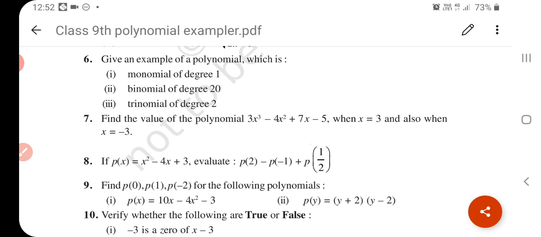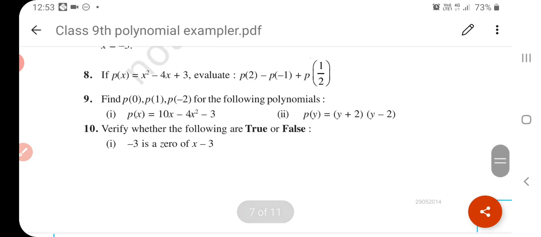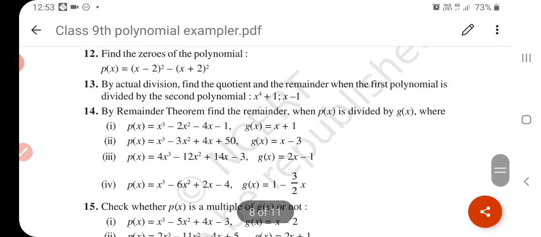Okay, find the value of the polynomial these when x is equal to 3 and also when x is equal to minus 3. So what you can do, you have to put the value of x in the polynomial and then find the value of this polynomial. Okay, understand? So this is the way to find the value of the polynomial. Question number 9 देखिए, p0, p1 and p minus 2 means you have to put the value of x is equal to 0, x is equal to 1 and x is equal to minus 2 in this polynomial. Understand? Okay, so this type you have to solve the questions.